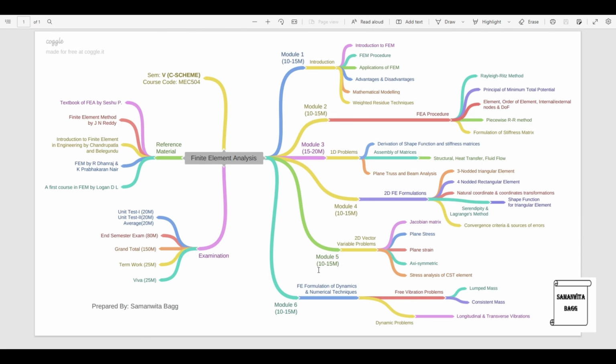Next comes module 5, which is for 10 to 15 marks again. This topic is 2D vector variable problems. Here these are the topics. The first one is plane stress analysis and plane strain analysis. These two topics combined together are generally asked to calculate stress and strain for a triangular element. That is what is given here.